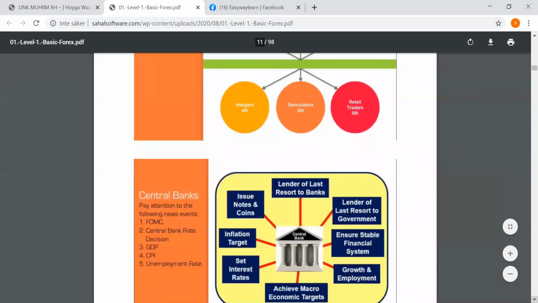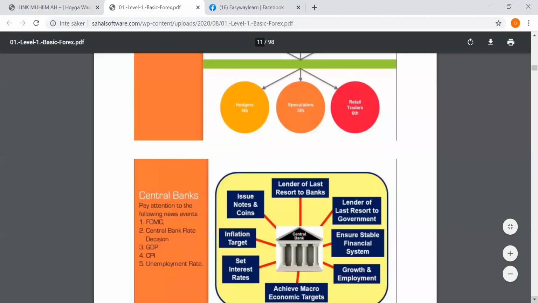Central banks pay attention to the big events like the FOMC, which is usually in American news events, the central bank rate decisions, the gross domestic product, the CPI, and the unemployment rate. Those are the five areas they usually look at when it comes to the forex market, and they pay close attention to this.